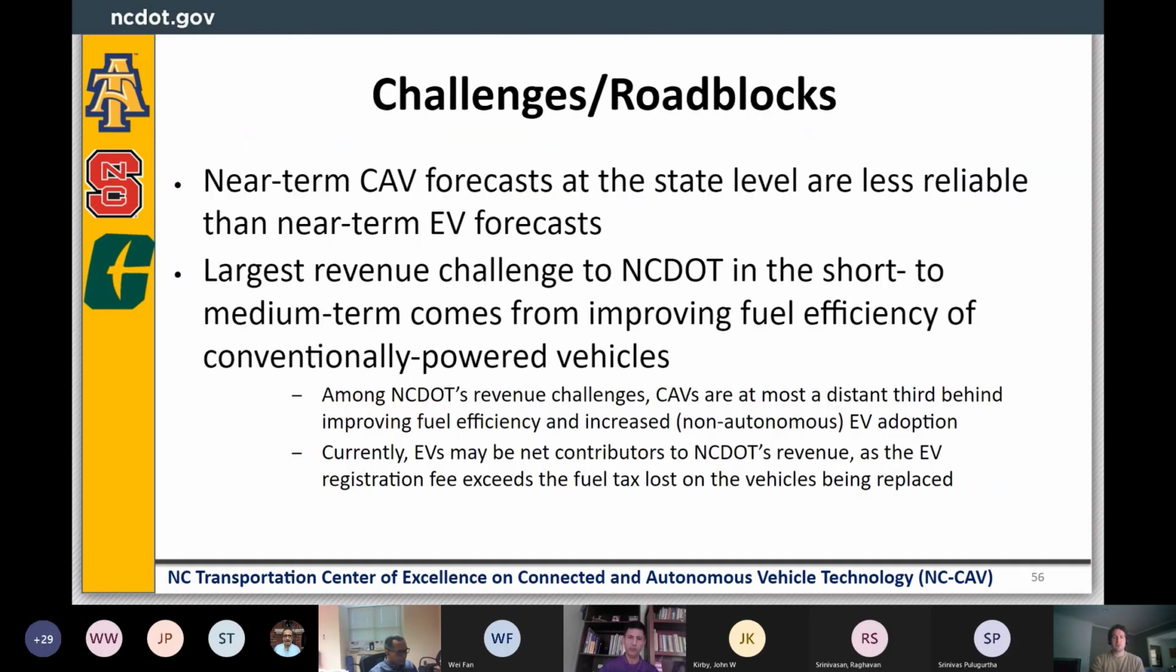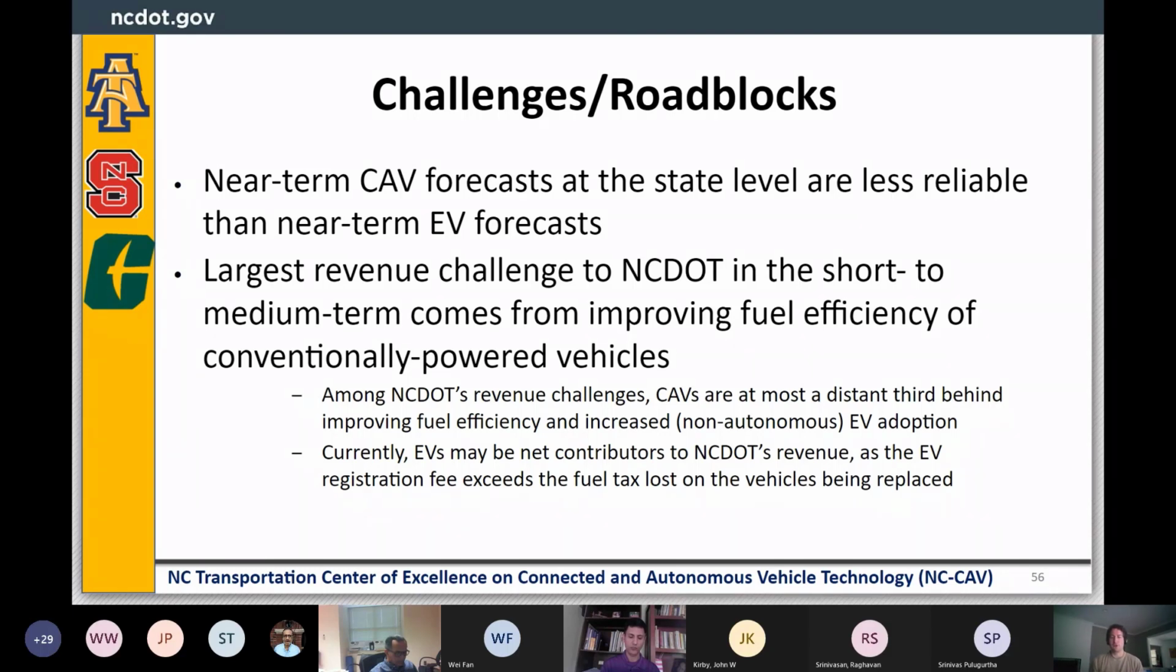On our next slide, we do see some additional challenges and roadblocks. The near-term CAV forecasts, we believe, at the state level are less reliable than the near-term EV forecasts. One of the things I'll talk about coming up here is the trade-offs between looking at CAVs and EVs. Obviously, not all EVs are CAVs, but we do think the majority of CAVs will be EVs. The largest revenue challenge to NC-DOT in the short to near term is likely from fuel economy, changing either from developing from EVs or to EVs, or improving the actual fuel economy of combustion-powered vehicles. And we do think that CAVs in that short to medium term are a distant third behind that fuel efficiency and increased EV adoption.